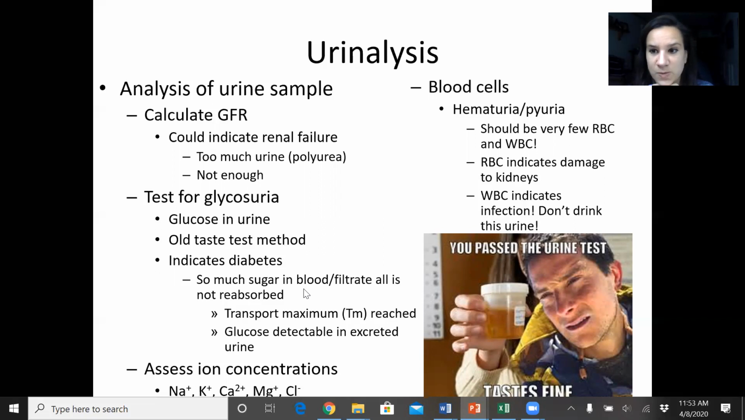And that has to do with the transport maximum. So go back and look at that concept about transport maximum if you're unclear on how glucose winds up in the urine. Okay, they're always going to assess ion concentrations.